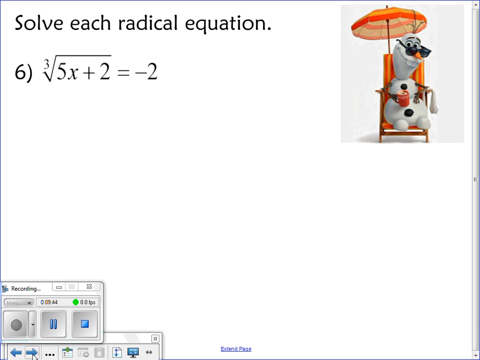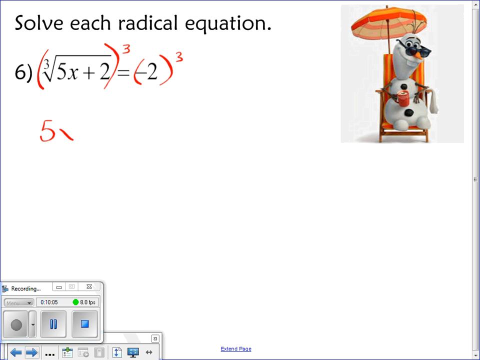So now I have the cubed root of 5x plus 2 equals negative 2. Yeah, so my radical's by itself. So to undo a cubed root, I'm going to cube it. So I have to cube both sides. That's not so bad, right?